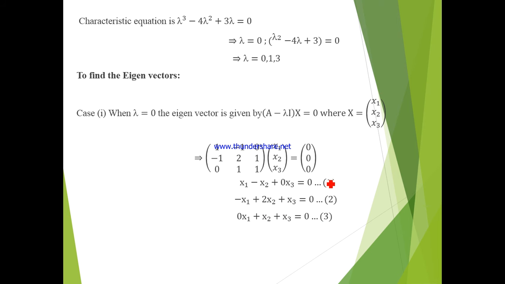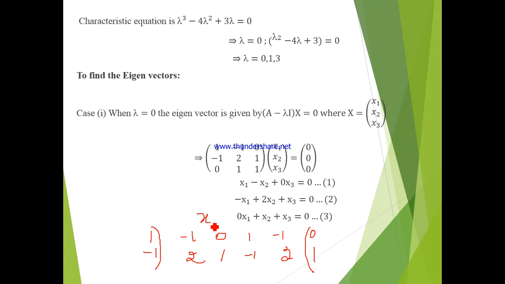So here we have to solve equations 1 and 2. First we write the coefficients of x1, that is 1, x2, that is minus 1, and x3, that is 0. Once again we write 1, minus 1, 0. Next write the coefficients of the second equation for x1, x2, x3: minus 1, 2, 1.